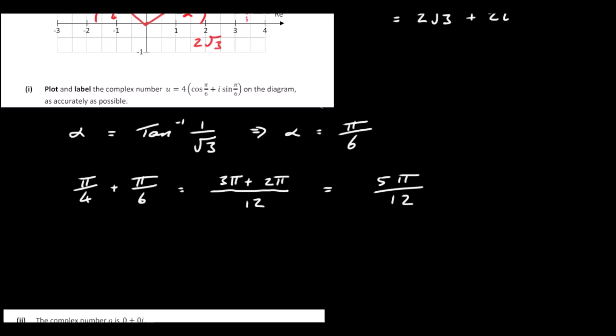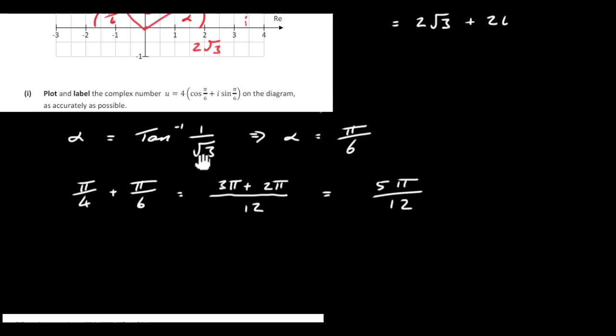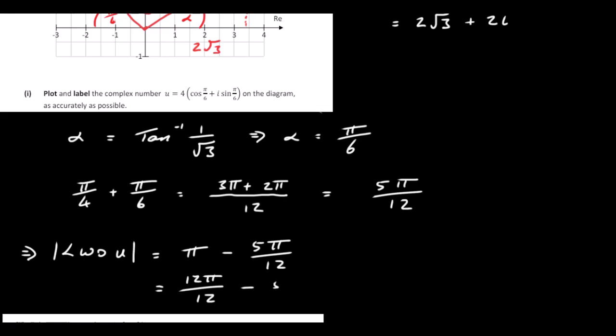We've got to look at our angle then. What do they call it here? They call it the angle WOU. So the size of the angle WOU is equal to pi minus 5 pi over 12. Remember, pi is just 12 pi over 12, if you like. 12 pi over 12 is pi, and we've got to subtract 5 pi over 12. So our answer is just 7 pi over 12. And that's it. That's our angle WOU. That's it for this question.